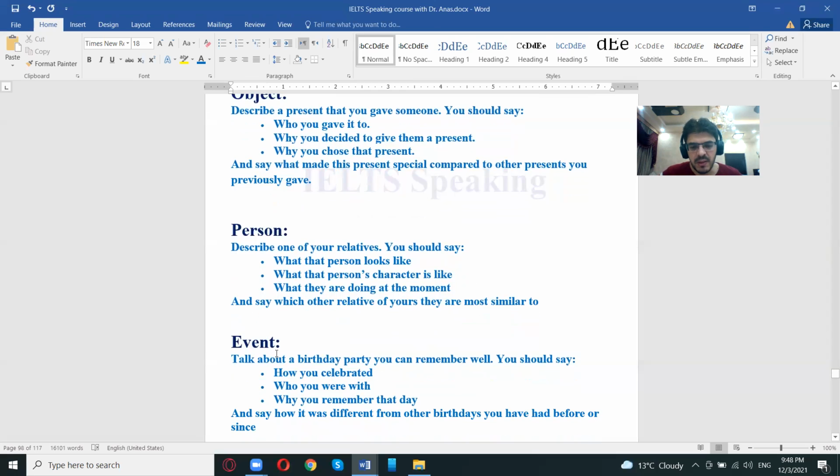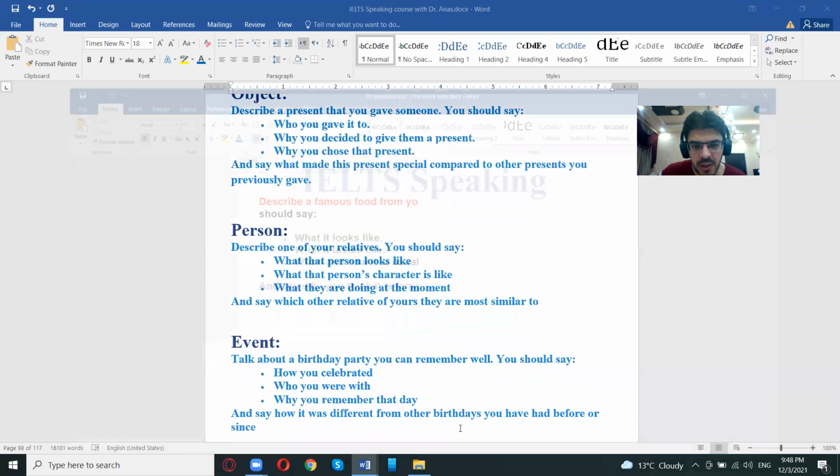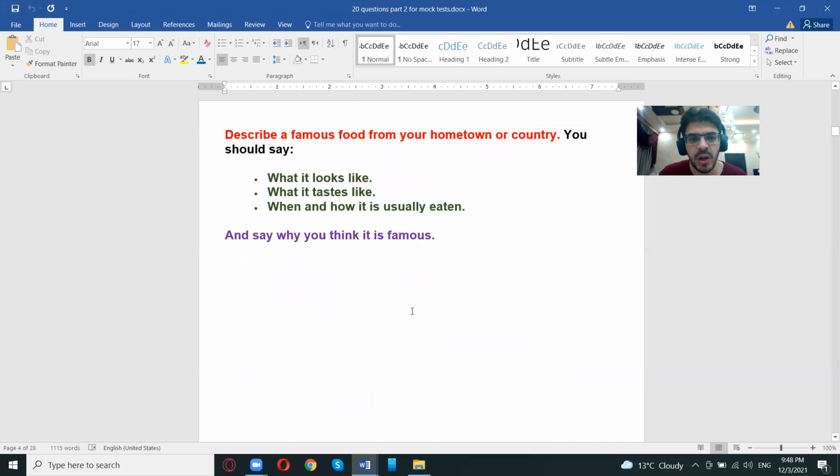Or maybe an event, or maybe a different topic, maybe food, for example. What do you think, guys? What do you think about taking this topic? Describe a famous food from your hometown or country. You should say what it looks like, what it tastes like, and how it is usually eaten. Finally, why you think it's famous.